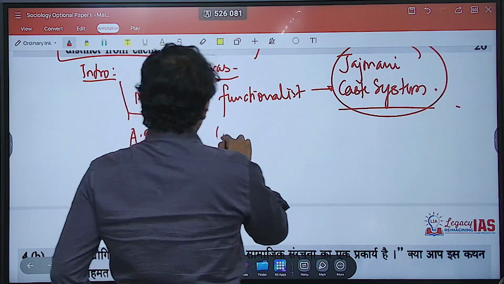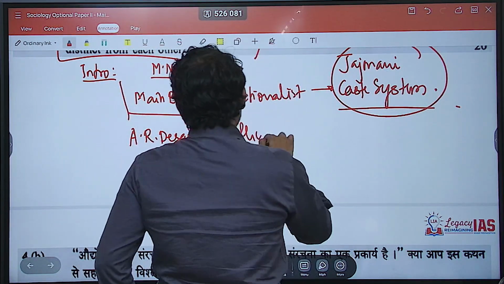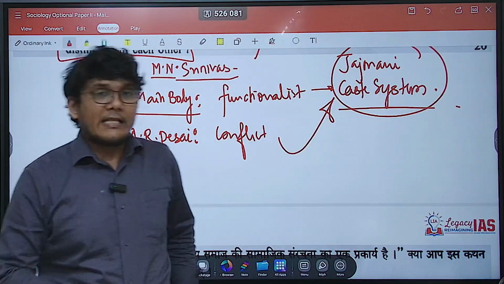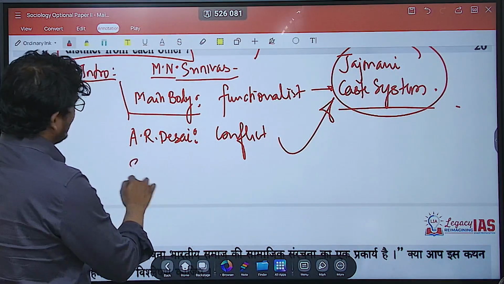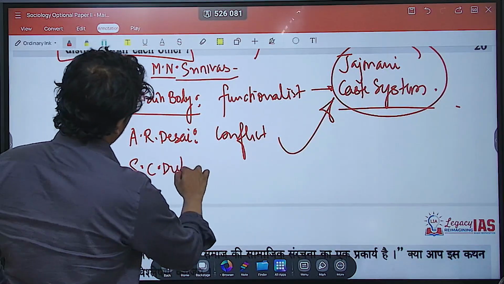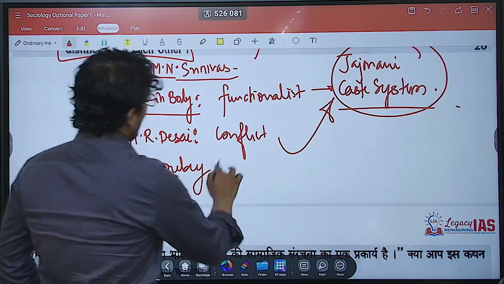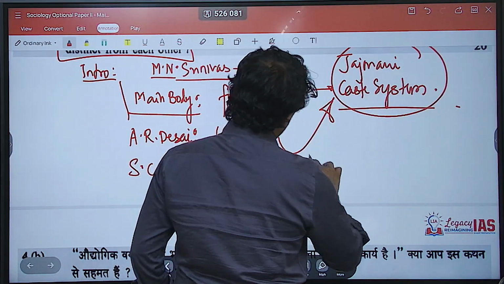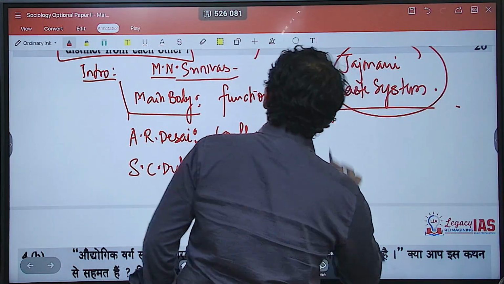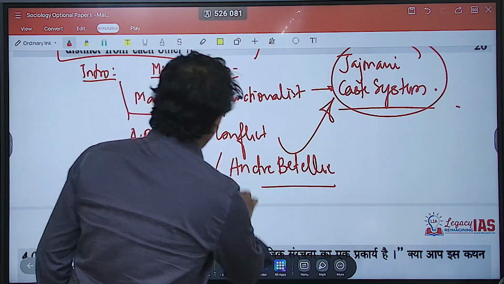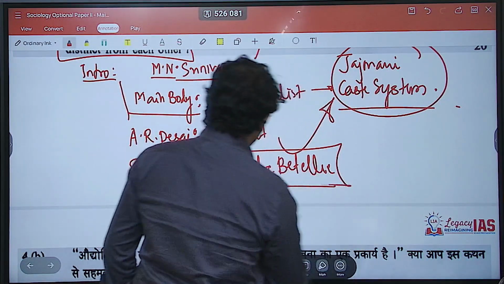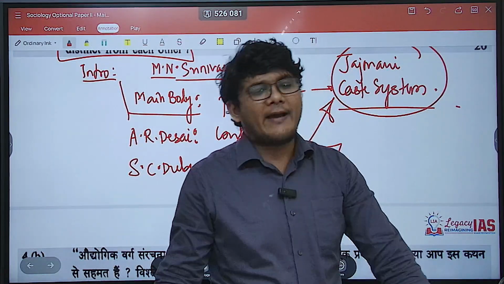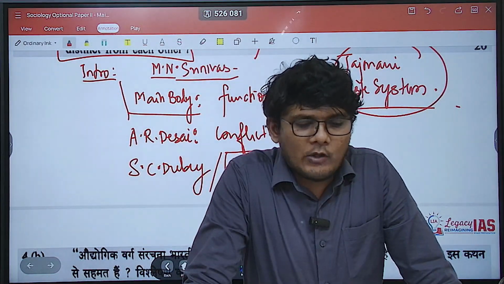A.R. Desai's conflict approach is as good as opposite to the functionalist approach. Then you add a holistic approach of S.C. Dubey. In fact, you can also use Andre Beteille. His approach is similar to the approach of Max Weber, who talks about how power does not come only from the caste in the village, it has a multitude of other factors as well. So you talk about Andre Beteille as well.